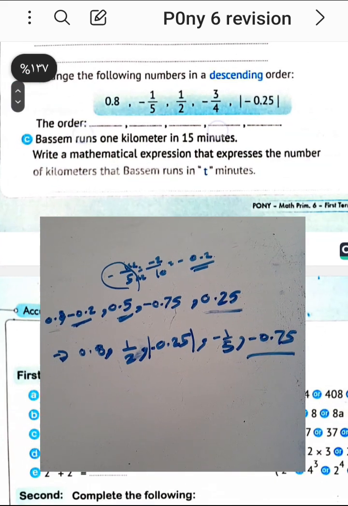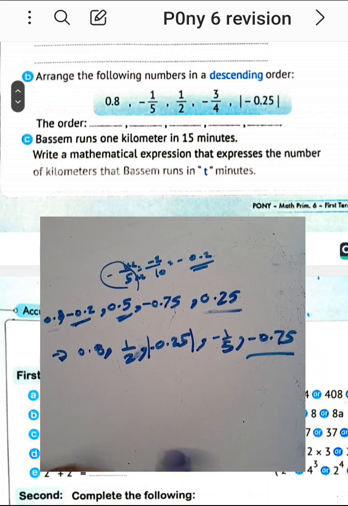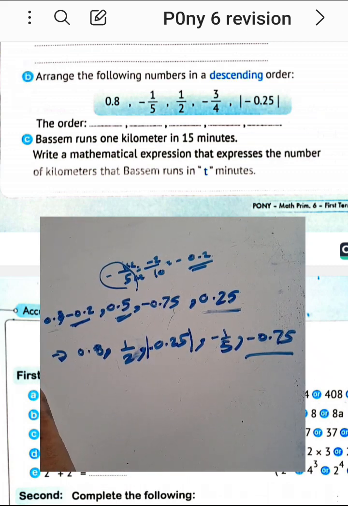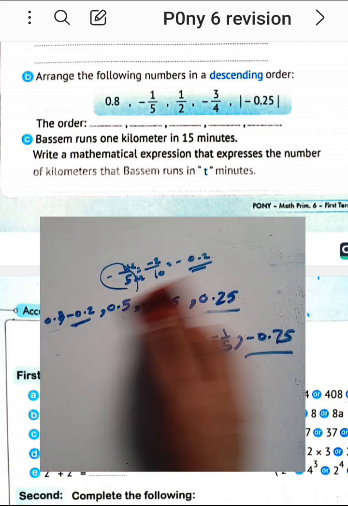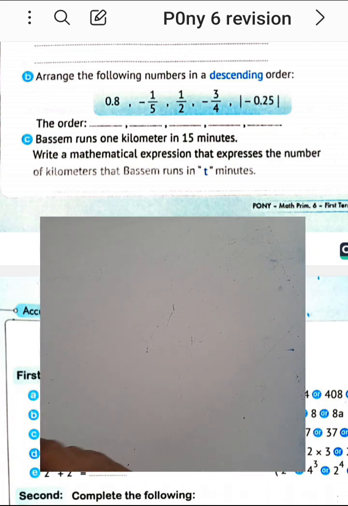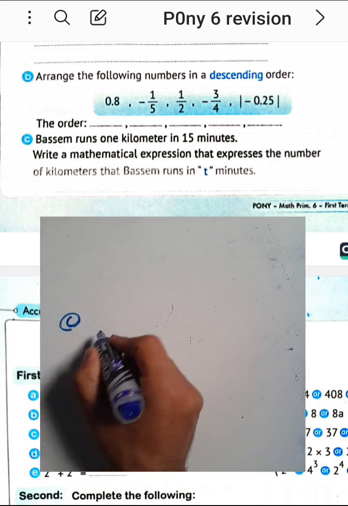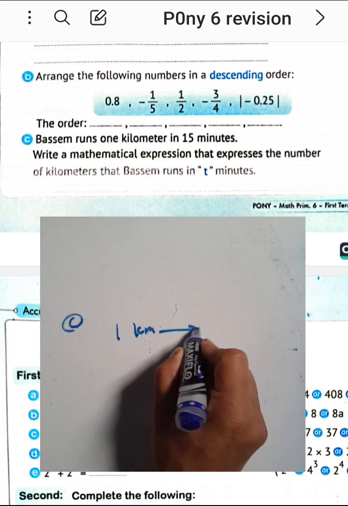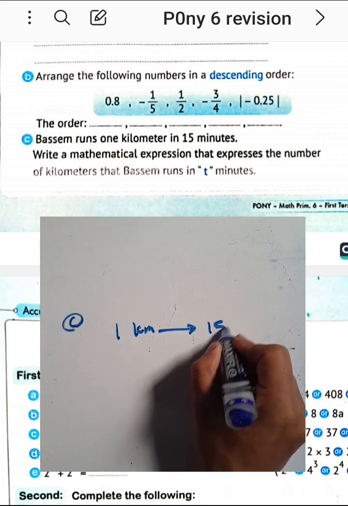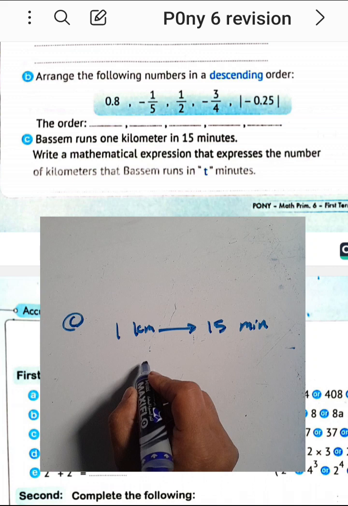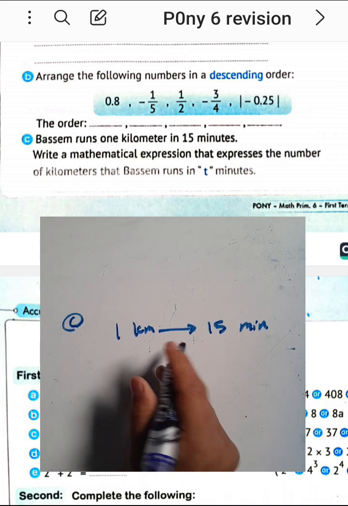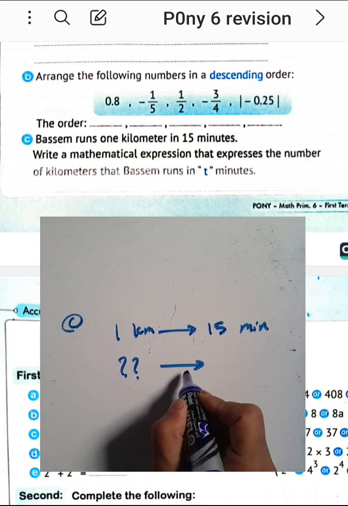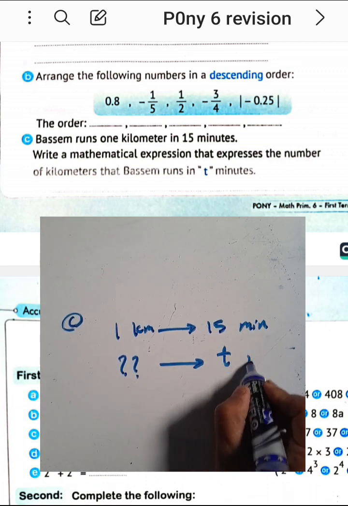Question here, letter C. Basim runs 1 kilometer in 15 minutes. Write a mathematical expression that expresses the number of kilometers that Basim runs in 10 minutes. To solve this example, first you must know Basim runs 1 kilometer in 15 minutes. We want to know the number of kilometers that Basim runs in 10 minutes.